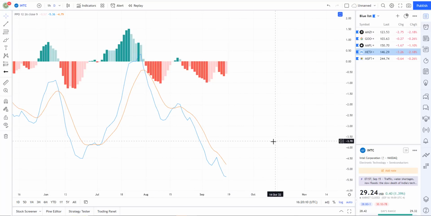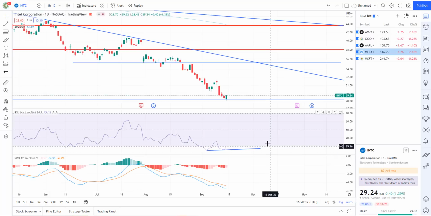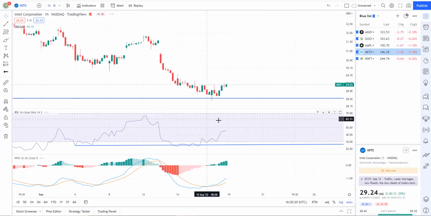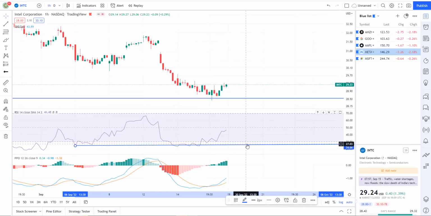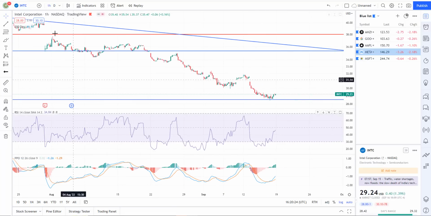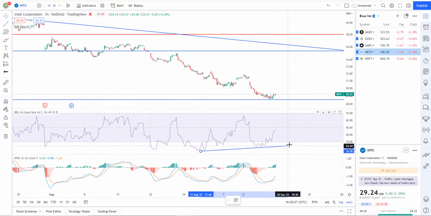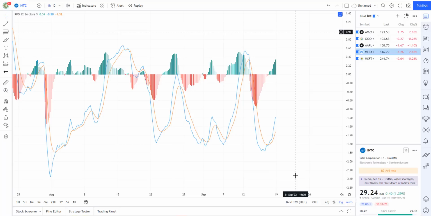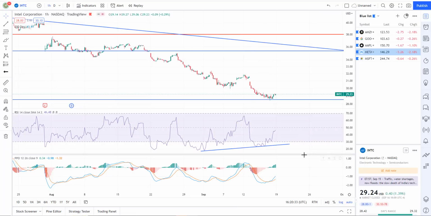So I don't see anything there on the PPO, but I do see it's just starting to start there on the RSI. Okay, there's that. If I go down to the hourly, same on the hourly for the RSI. You can see we basically are building that bullish divergence there, and a zoom in on the PPO, not quite there. Okay, so again, it's there on the RSI, not on the PPO.